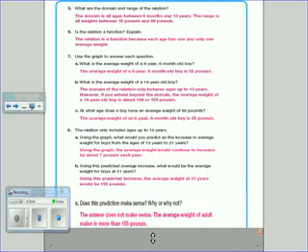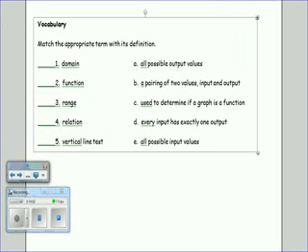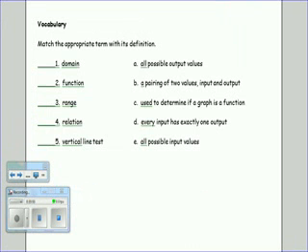What we're going to do now is you're going to do that last page for homework, but I want to go ahead and go over the review. Alright, let's look at the review. Match the appropriate term with its definition. Domain. Which one of these definitions go with domain? All possible inputs, which is choice E.